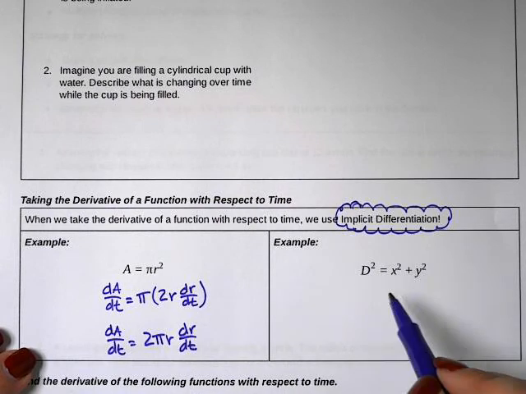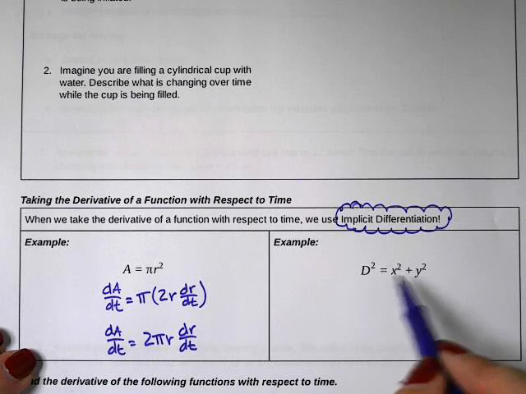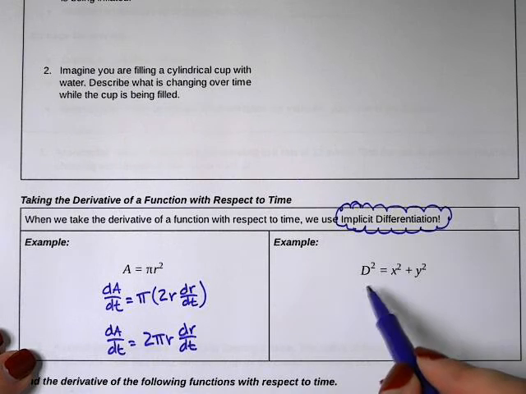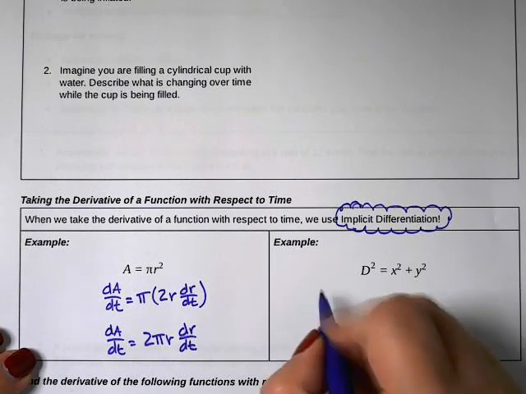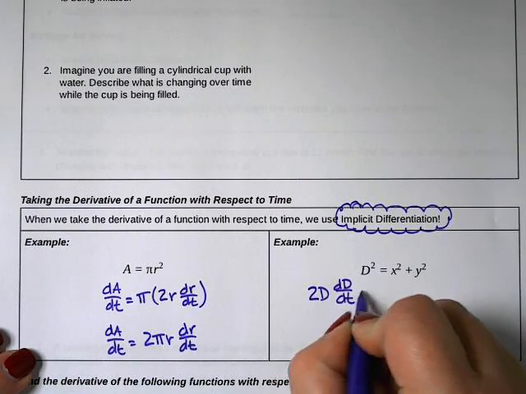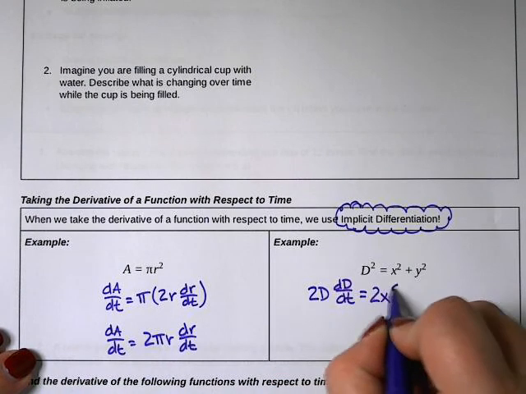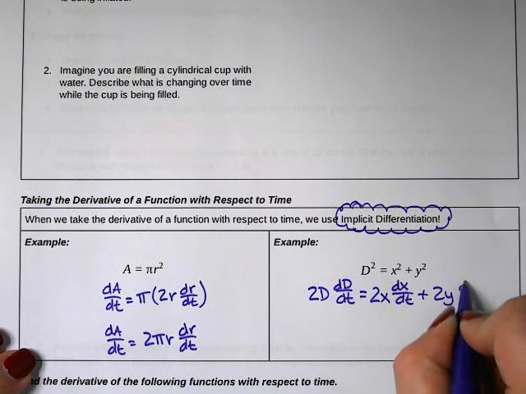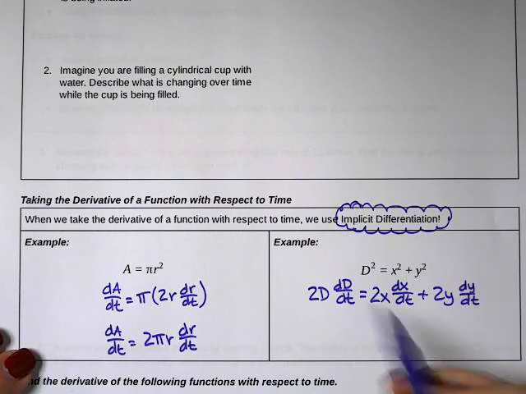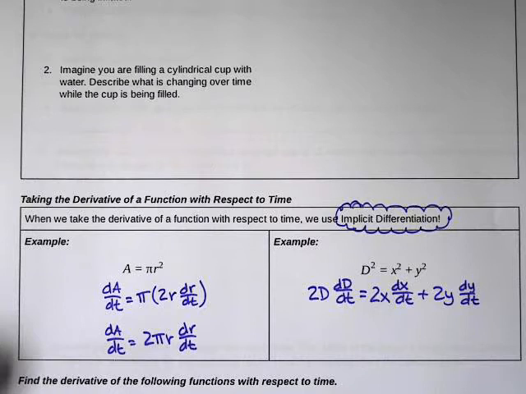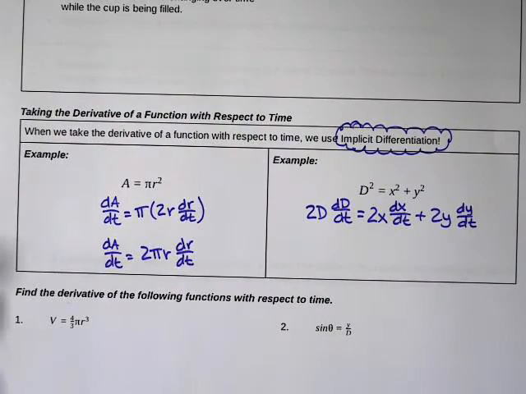So we're going to do a very similar idea over here. Any variable that we see over here, we're going to need to use some implicit differentiation, some chain rule, in order to show that we're taking the derivative with respect to time. So this is going to end up being 2d dd dt equals 2x dx dt plus 2y dy dt. Every single variable gets its own derivative with respect to time. So we're going to look through some examples when we're back in class together. So you can go ahead and leave the rest of this blank.